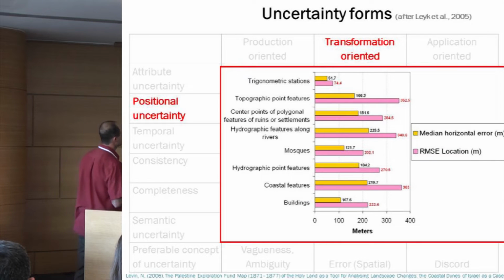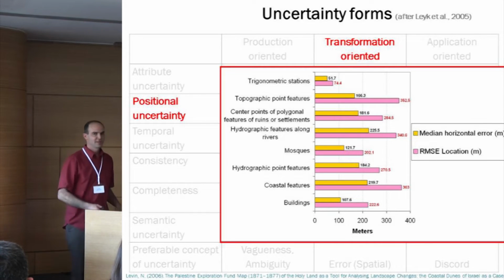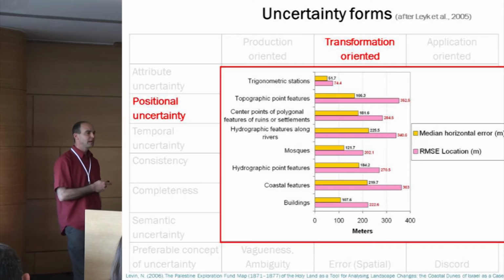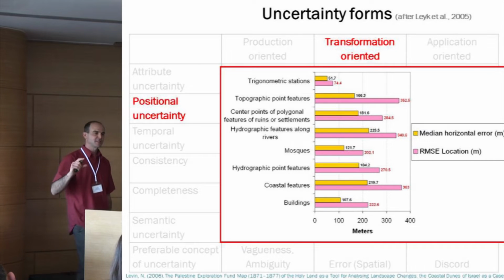Now, if we just look at the position accuracy of different features based on their classes, you can see that the kind of feature with the least error are the triangulation points that were used in the survey itself. They had their baseline, they measured the azimuth, they constructed their triangulation network. So that's the best, the error of these is about 50 to 70 meters, depending on which measure you use. And as this is an inch to the mile map, 1 millimeter is 63 meters, so it is about 1 millimeter. So this is rather okay.